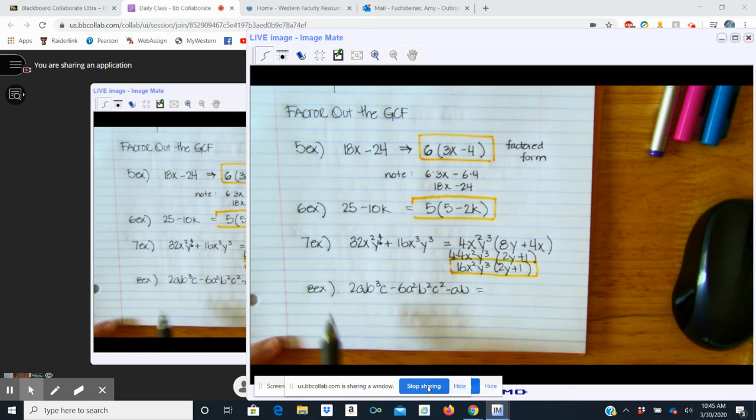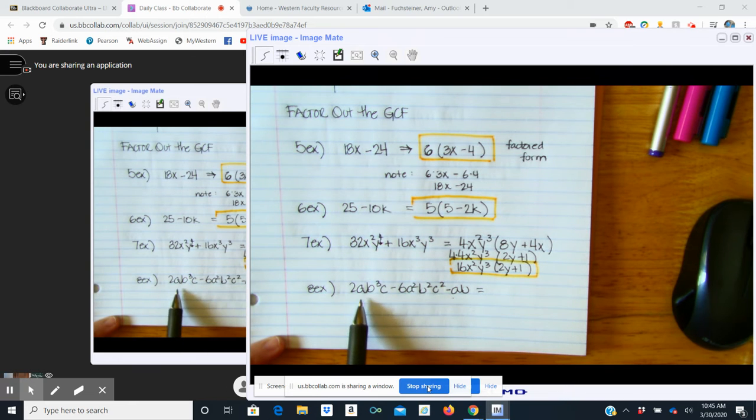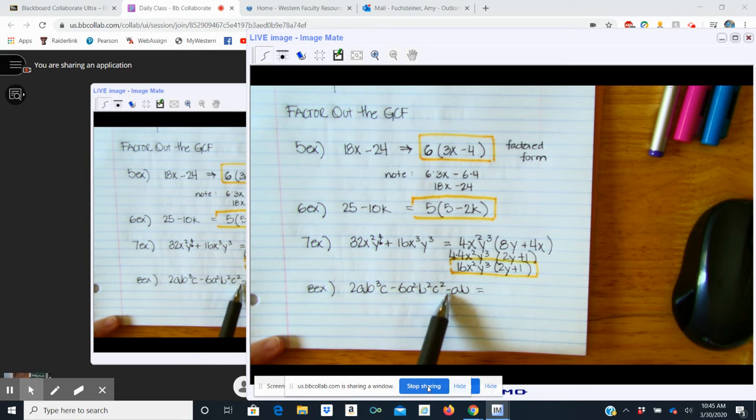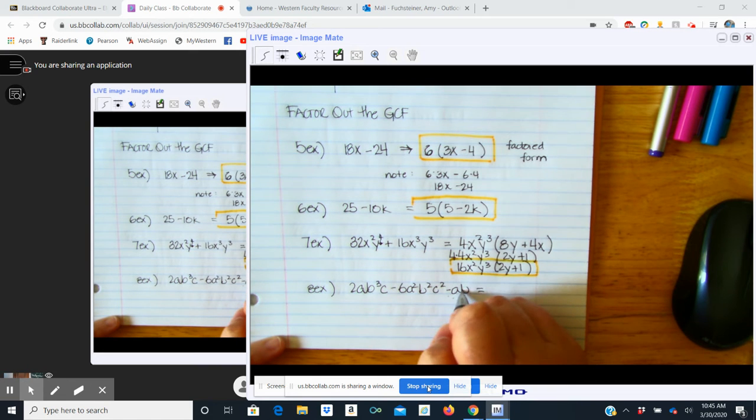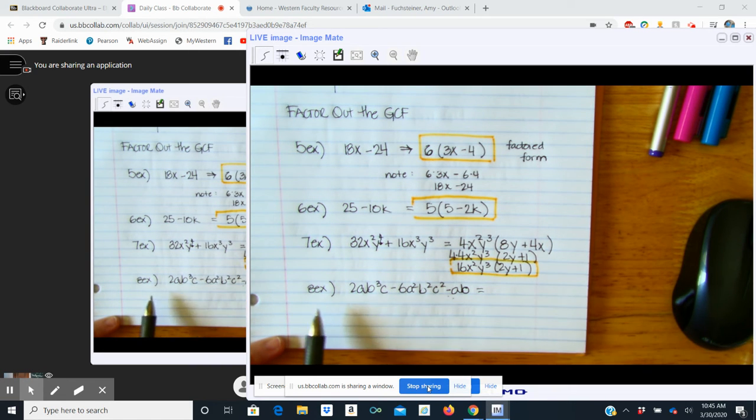Okay, so we've got 2ab cubed c minus 6a squared b squared c squared minus ab. What can I take out of all of these? Well, I don't have a 2 over here. I can take a 2 out of this one and a 2 out of this one, but I don't have a 2 anywhere here. So I can't take a 2 out.